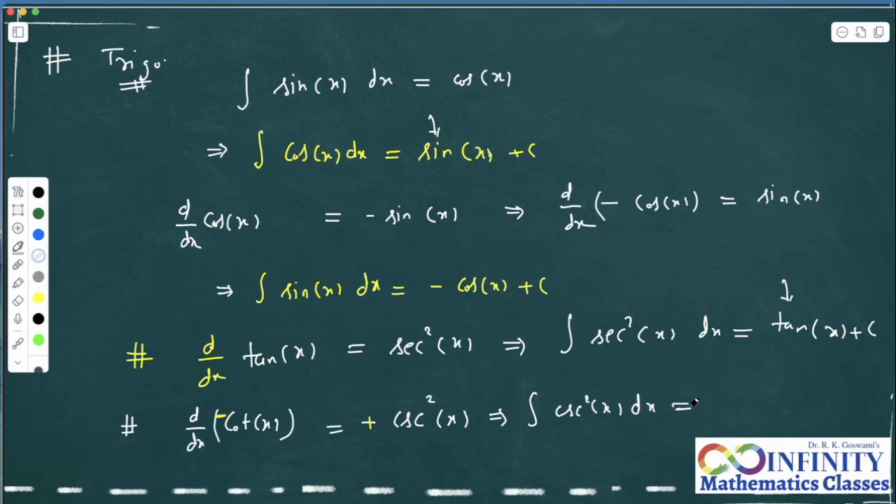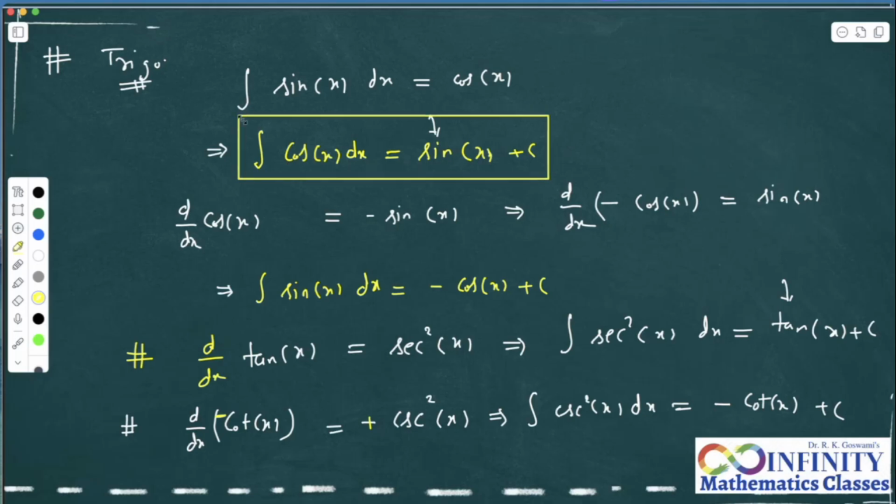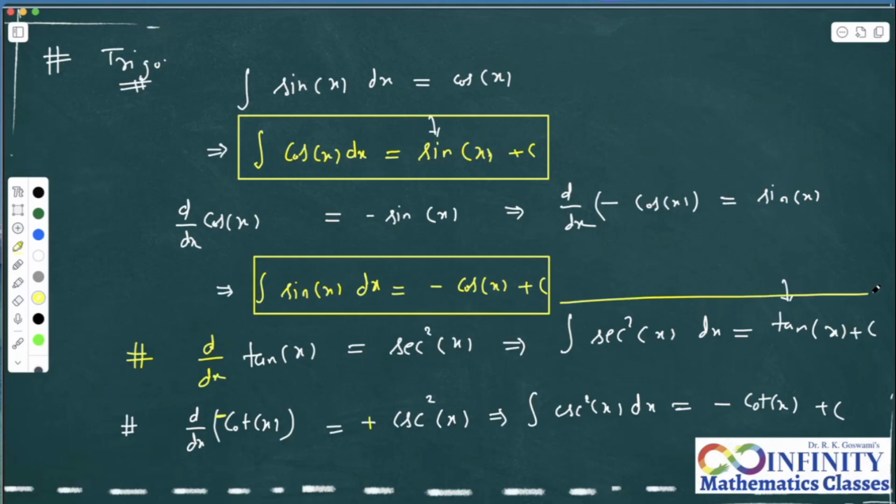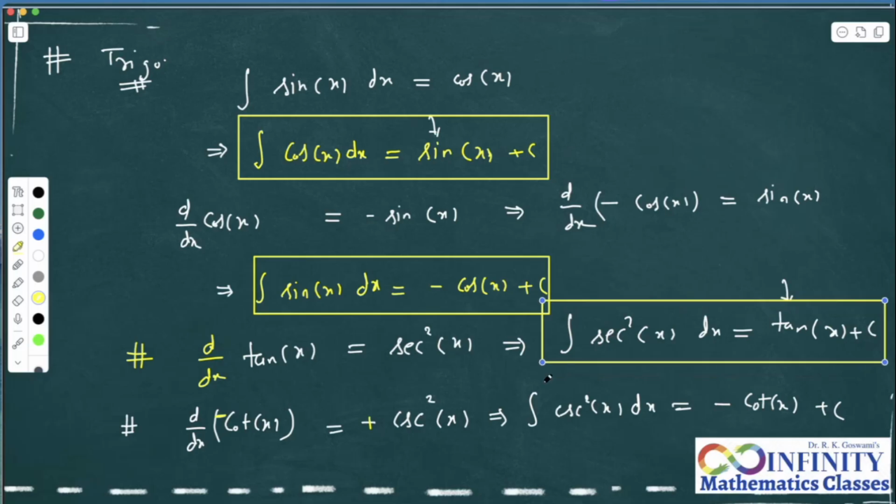What should it be? Negative cotangent x. Perfectly okay. So basically, we have got four formulas here. One for cos, one for sine, next for secant square, as you can see, and next for cosecant square. These are the four formulas you have learned here.